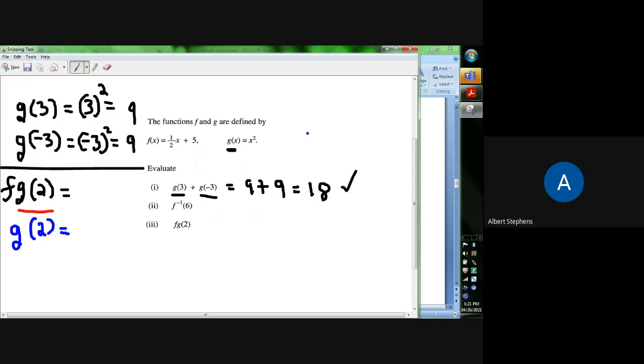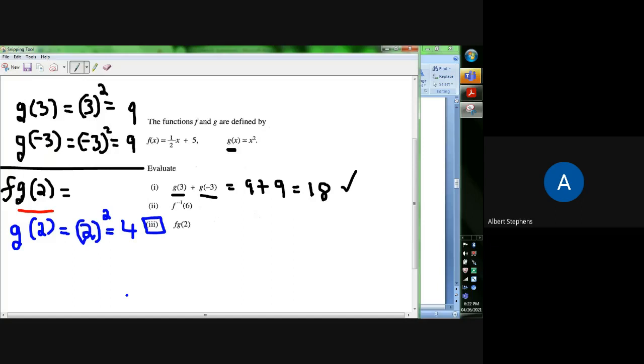Where's the G function? Right there. See it? So we're going to replace X with 2. So it's going to be 2 squared. What is 2 squared, class? 4. All right. By the way, we're doing part 3 here.